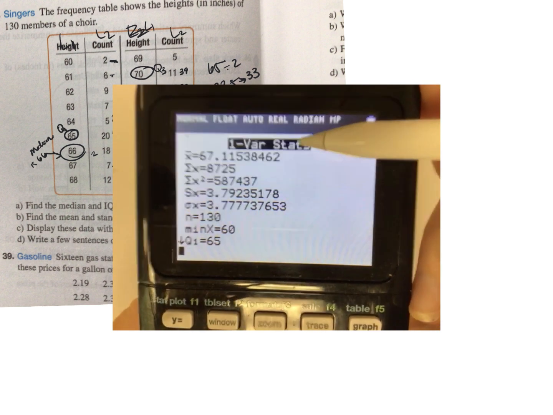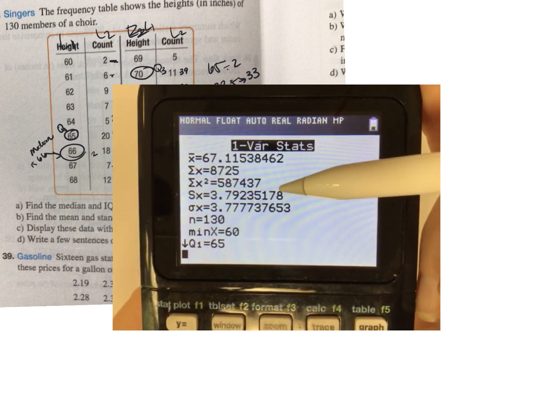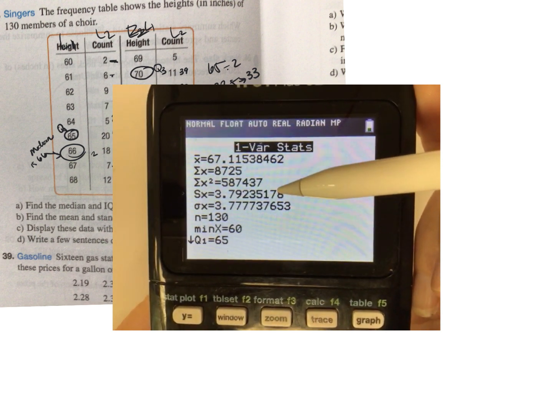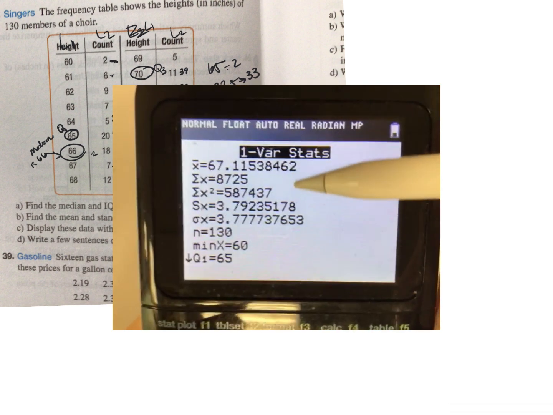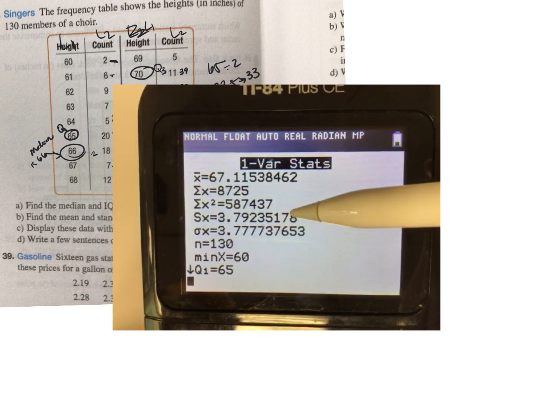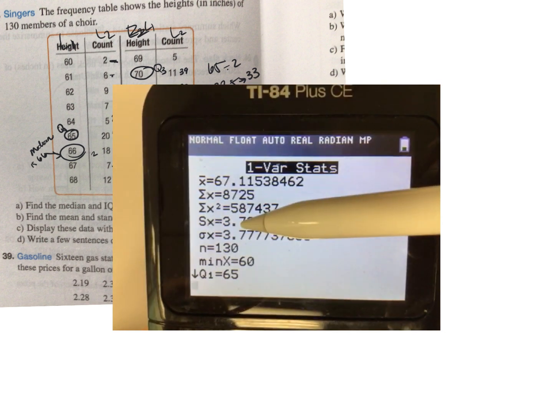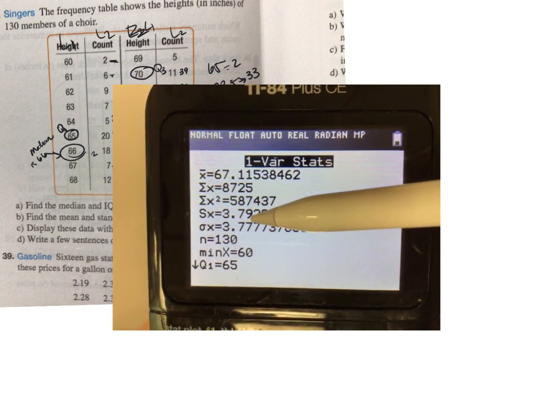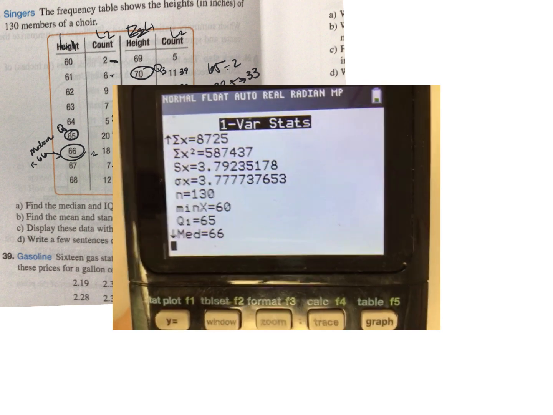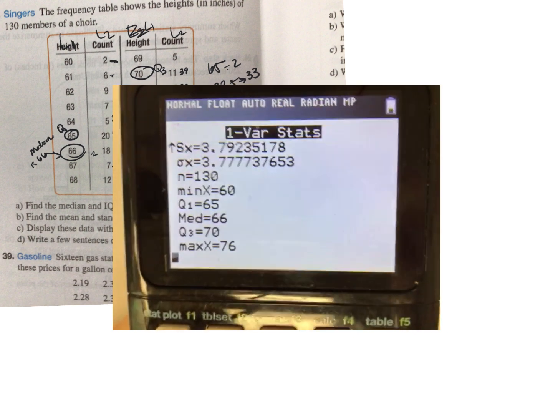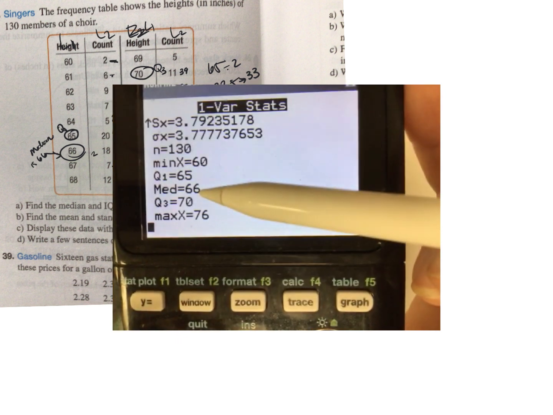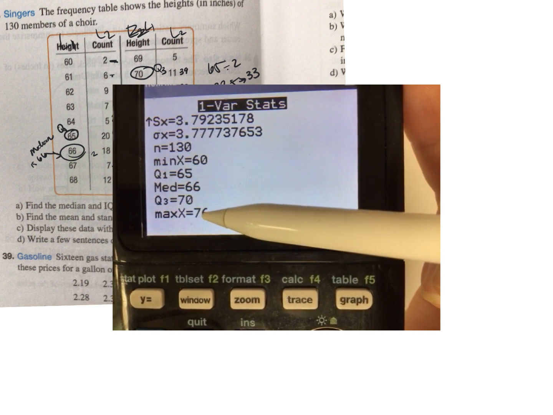Part B asks for the mean and the standard deviation. I wouldn't have expected you to do this standard deviation by hand anyways. So the mean is 67.12, and the standard deviation, we're going to use S for standard deviation, 3.79. Now if you keep scrolling, hit the down arrow, we have our 5-number summary here. Our minimum, our Q1, our median, our Q3, and our maximum.